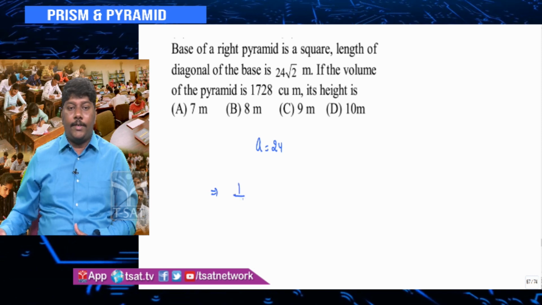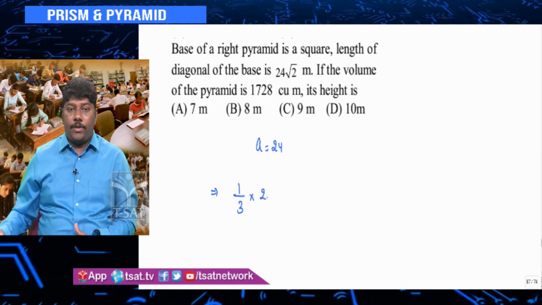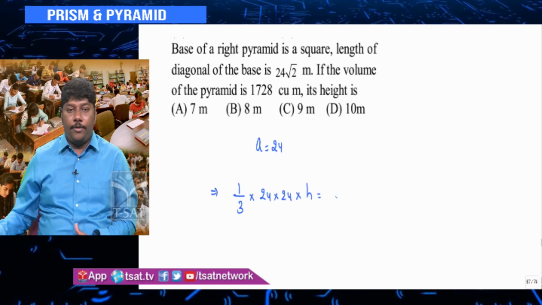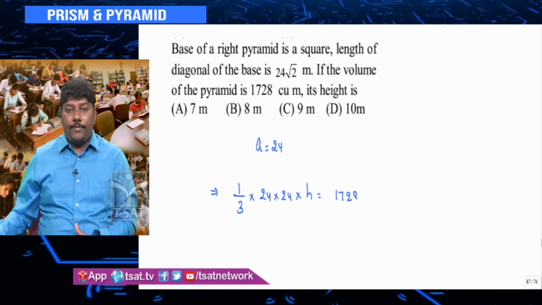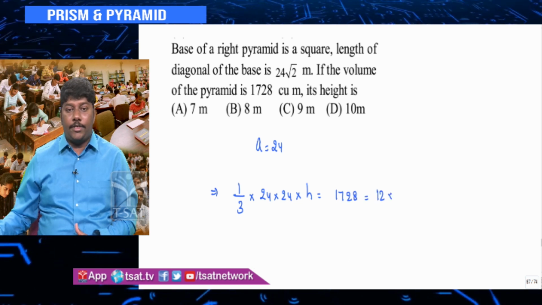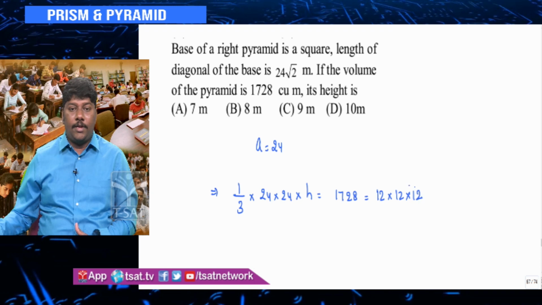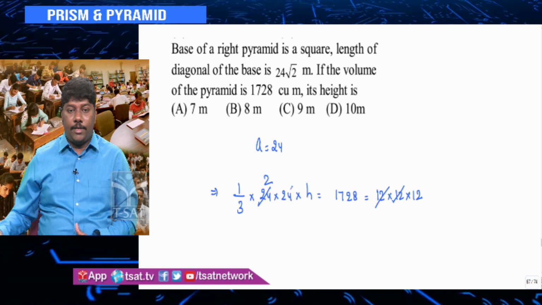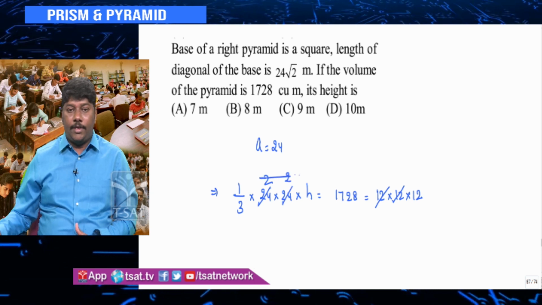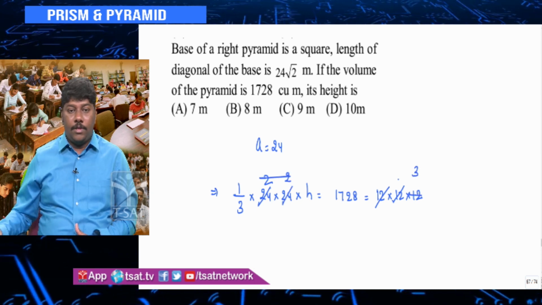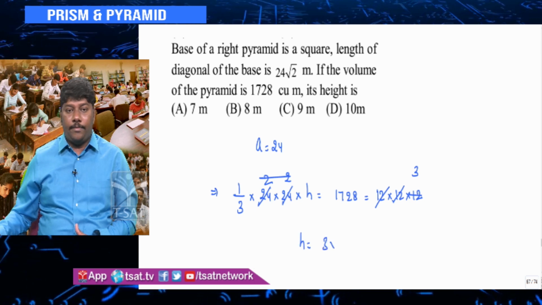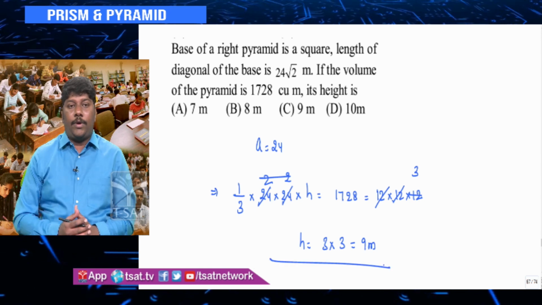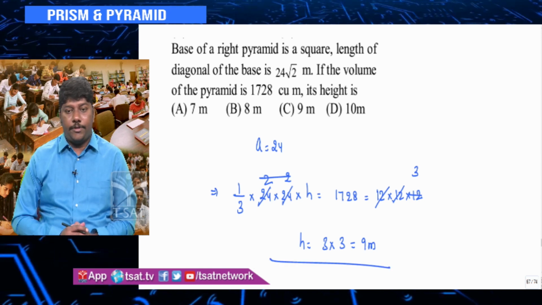We all know volume is 1/3 of base area into height, so 1/3 into 24 into 24 into height is equal to 1728. 1728 can be written as 12 cube, that is 12 into 12 into 12. You can cancel it. 12 ones are 12, twos are. 4 ones are 4, threes are. So height is equal to 3 into 3, that is 9 meters. So the height of this pyramid is 9 meters.